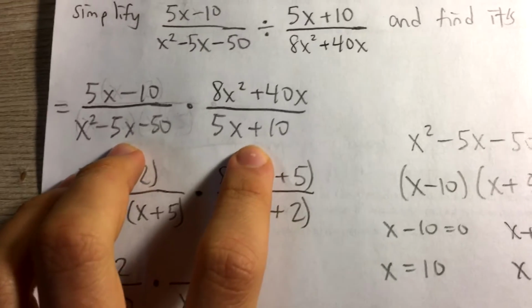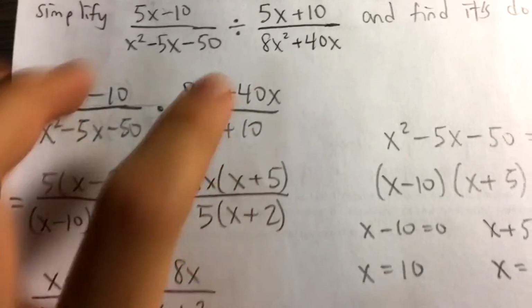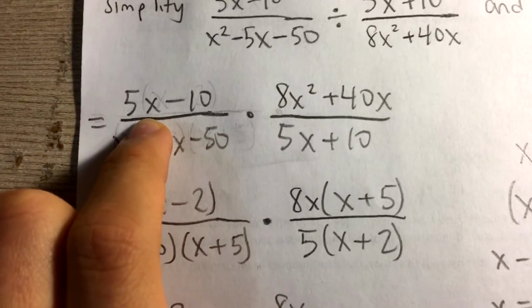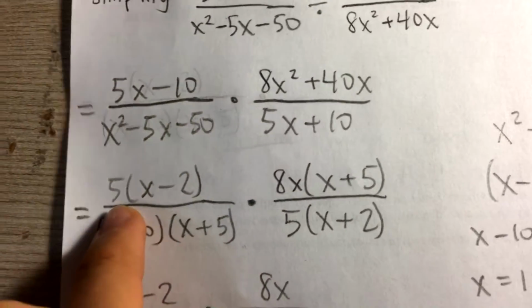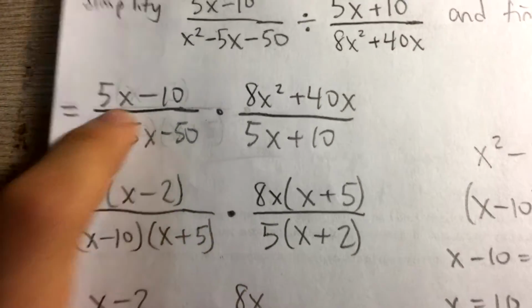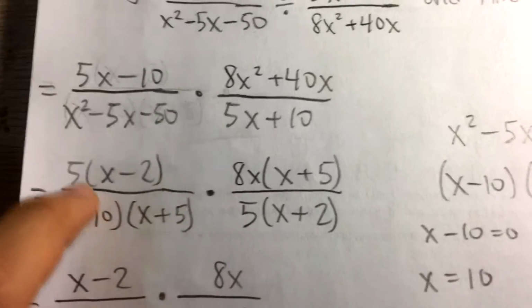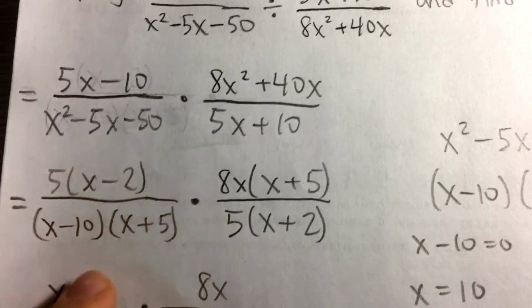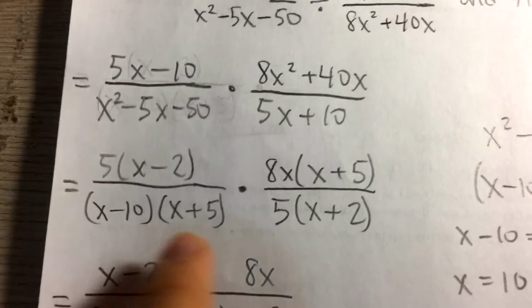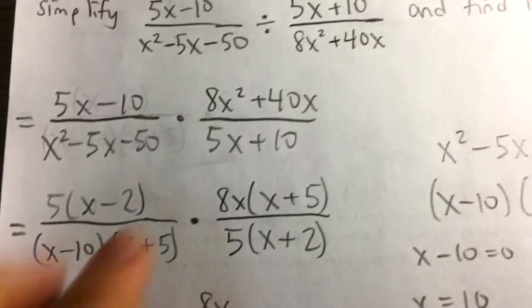And now we can factor all these numerators and denominators and then cancel and simplify. So first off, 5x minus 10, we can factor out a common factor of 5. So it becomes 5 times x minus 2, because 5x divided by 5 is x, and negative 10 divided by 5 is negative 2. In the denominator, this trinomial can be factored into x minus 10 and x plus 5.